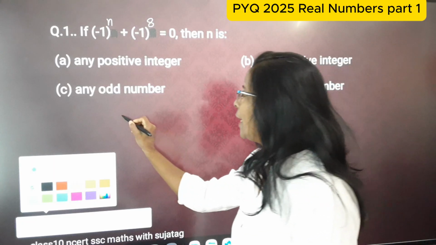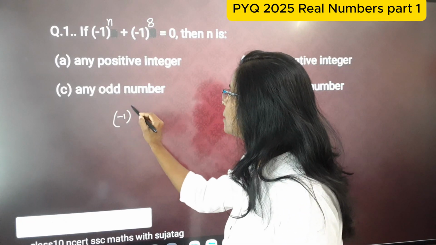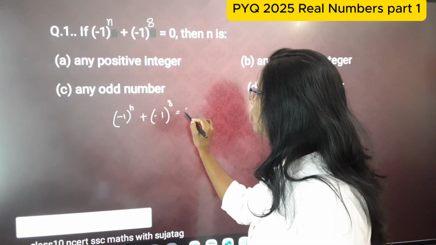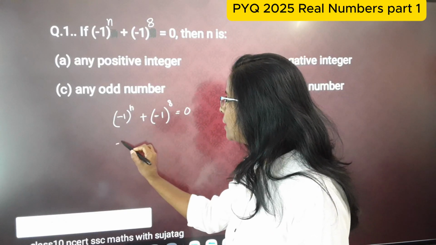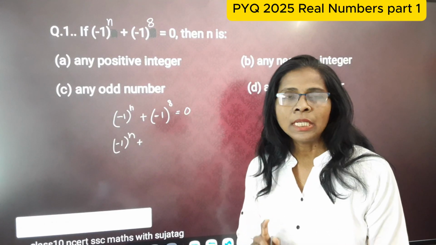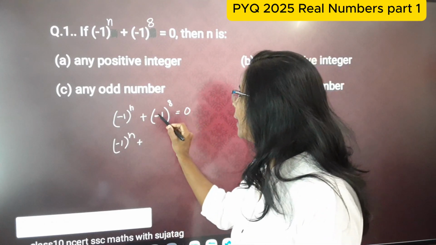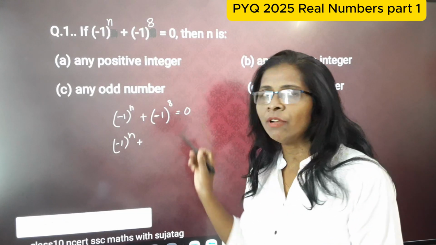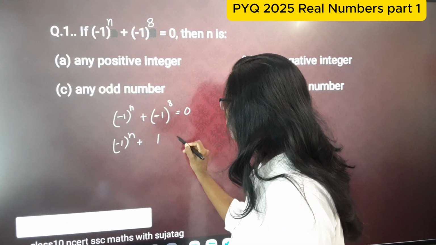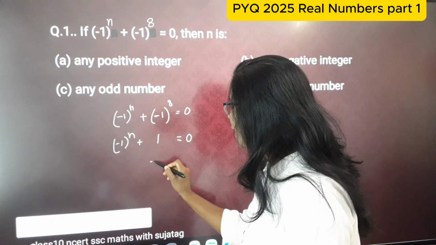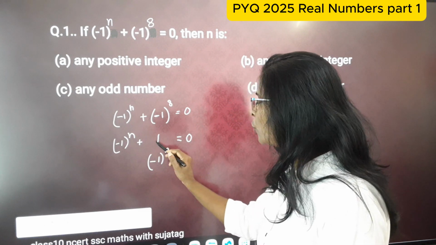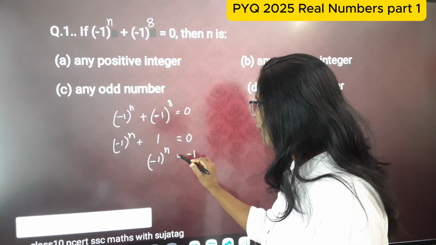Students, the given equation is (-1)^n + (-1)^8 = 0. Here in (-1)^8, -1 is the base and 8 is the index. The index is positive and it is an even number, so the value is 1. Then (-1)^n is equal to, shifting the positive 1 across, -1.